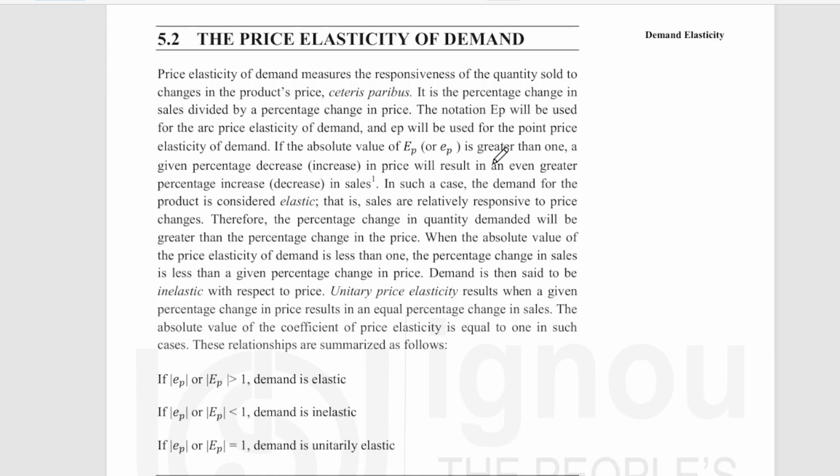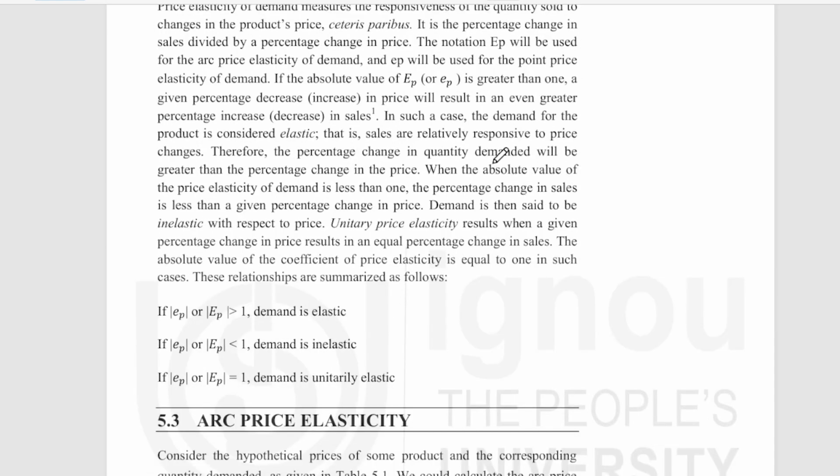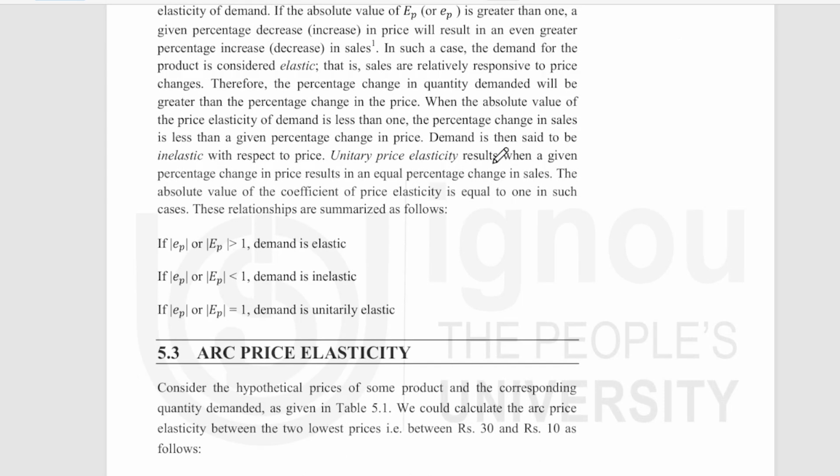And if the absolute value of EP is greater than 1, a given percentage decrease in price will result in an even greater percentage increase in sales, and in such a case the demand for the product is considered elastic, that is the sales are relatively responsive to price change, and therefore the percentage change in quantity demanded will be greater than the percentage change in the price.